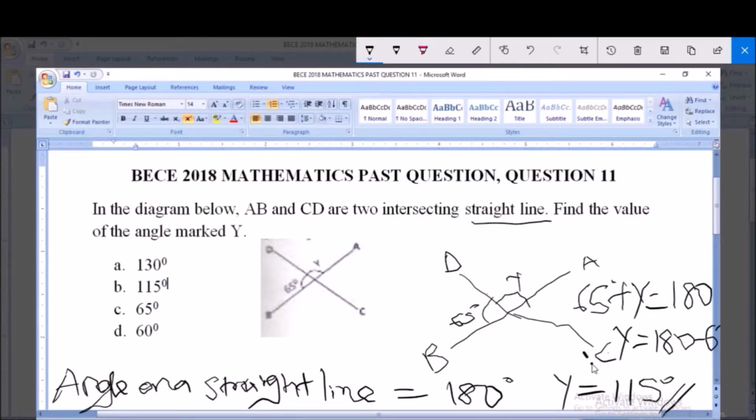Now from the options here, option B corresponds to our answer, 115 degrees.